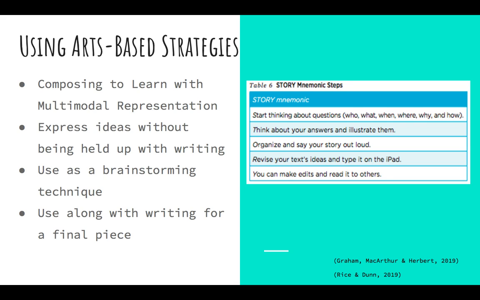I found a mnemonic that helped. It's called STORY. So start thinking about who, what, where, why, when, and how. Think about your answers and illustrate them. Organize and say it out loud. Revise your text and type it on the iPad or computer, whatever you have. And you can make edits and revise it for others. So it's just another way of making those steps to also have visual representation.